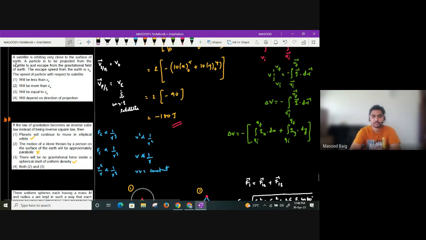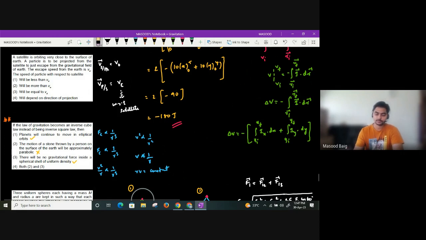See the last question. The satellite is orbiting very close to the surface of Earth. So here, the speed of the satellite with respect to Earth is v naught. A particle is to be projected from the satellite to just escape from the field of the Earth. Since the satellite is revolving close to the Earth, g will be g only, no? Yes or no? It is close to the Earth, so the small r will be equal to capital R only. So what will be the escape speed from the satellite? It will be the same as the escape speed from the Earth only. So the system should be projected with a speed equal to the escape speed only, guys.